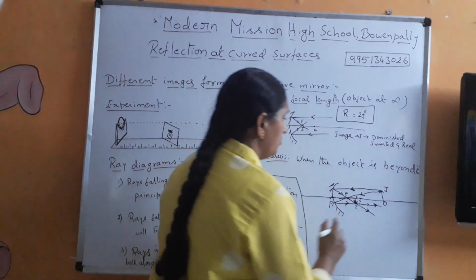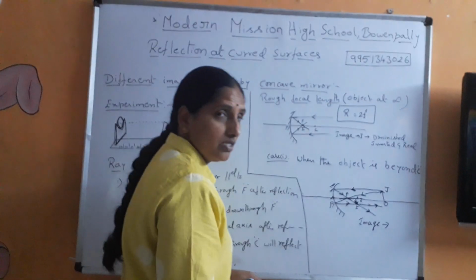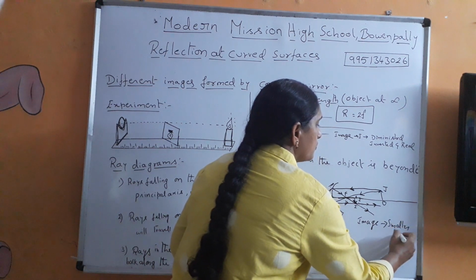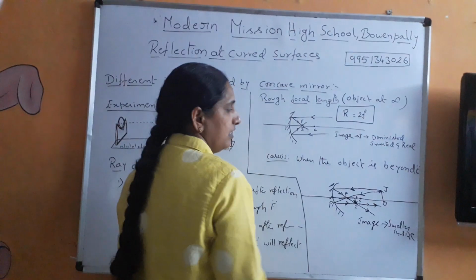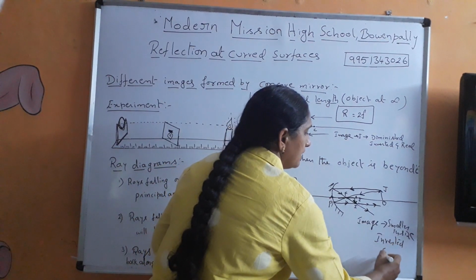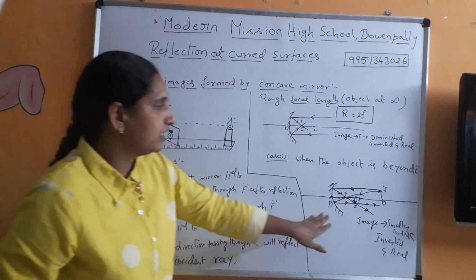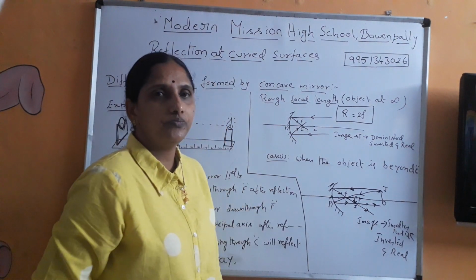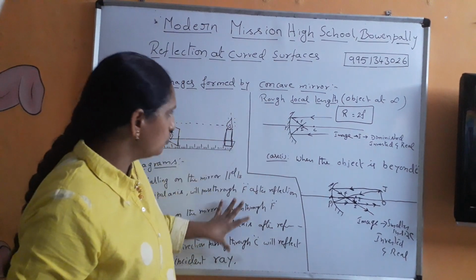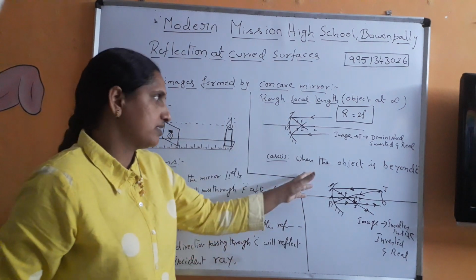So the image I is again smaller. What kind of image is formed? Smaller in size. Inverted. Can you see that it is inverted? And real. Inverted and real image is formed here. Okay. So pause the video for a moment and please try to copy these rules and these two ray diagrams so that we can continue with the next case.